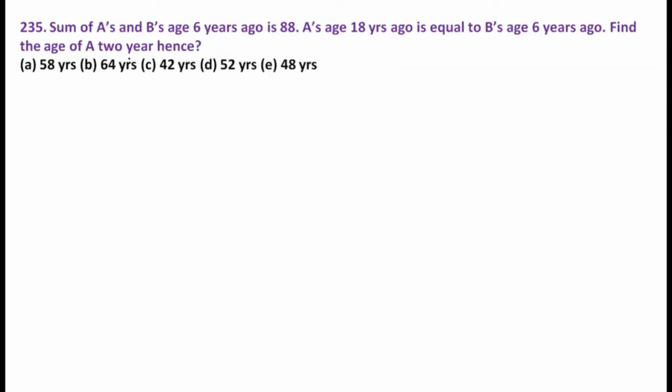The next question is related to ages. You can expect one of the questions from this concept, ages. The sum of A's and B's ages 6 years ago is 88. Now I am taking the present ages of A and B as A and B. The present ages of A and B means 88 plus 6 plus 6, because the information relates to 6 years ago. The present age means every person's age increases by 6 years. So the sum of the present ages of A and B is 100 years.